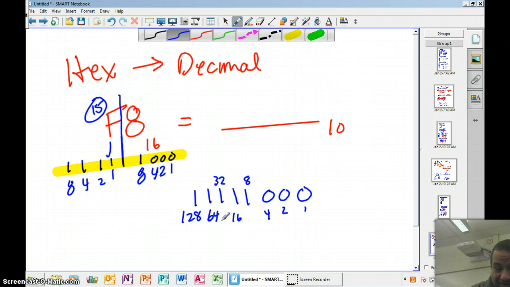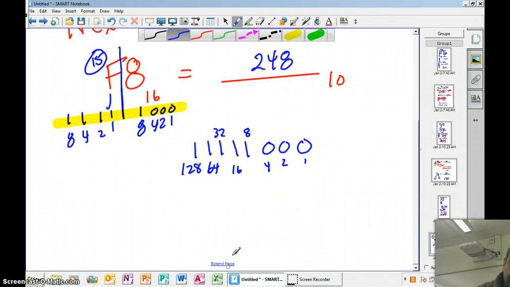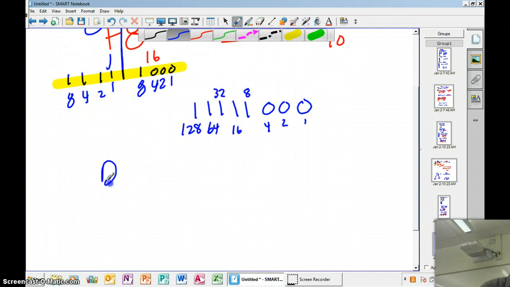Looks like, I don't know. 64 and 16 is 80. 80 and 40 is 120. This looks like 248. Double check my math, please. But it looks like 248. Let's do one more. Let's do DA in base 16, or hexadecimal, is what in decimal?